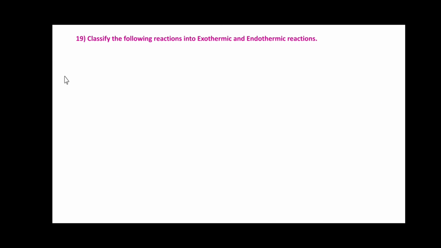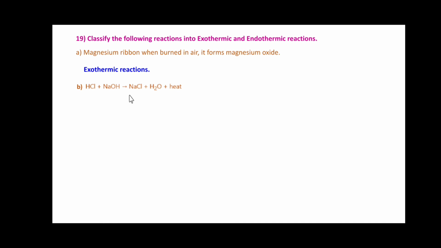Next question. Classify the following reactions into exothermic and endothermic reactions. Magnesium ribbon, when burned in air, forms magnesium oxide. It is an exothermic reaction, that is, heat is given out. Second, HCl plus NaOH gives you NaCl plus H2O plus heat. Plus heat is there, means it is an exothermic reaction. Third, 2KClO3 after application of heat gives you 2KCl plus 3O2. It is an endothermic reaction. Heat is taken.